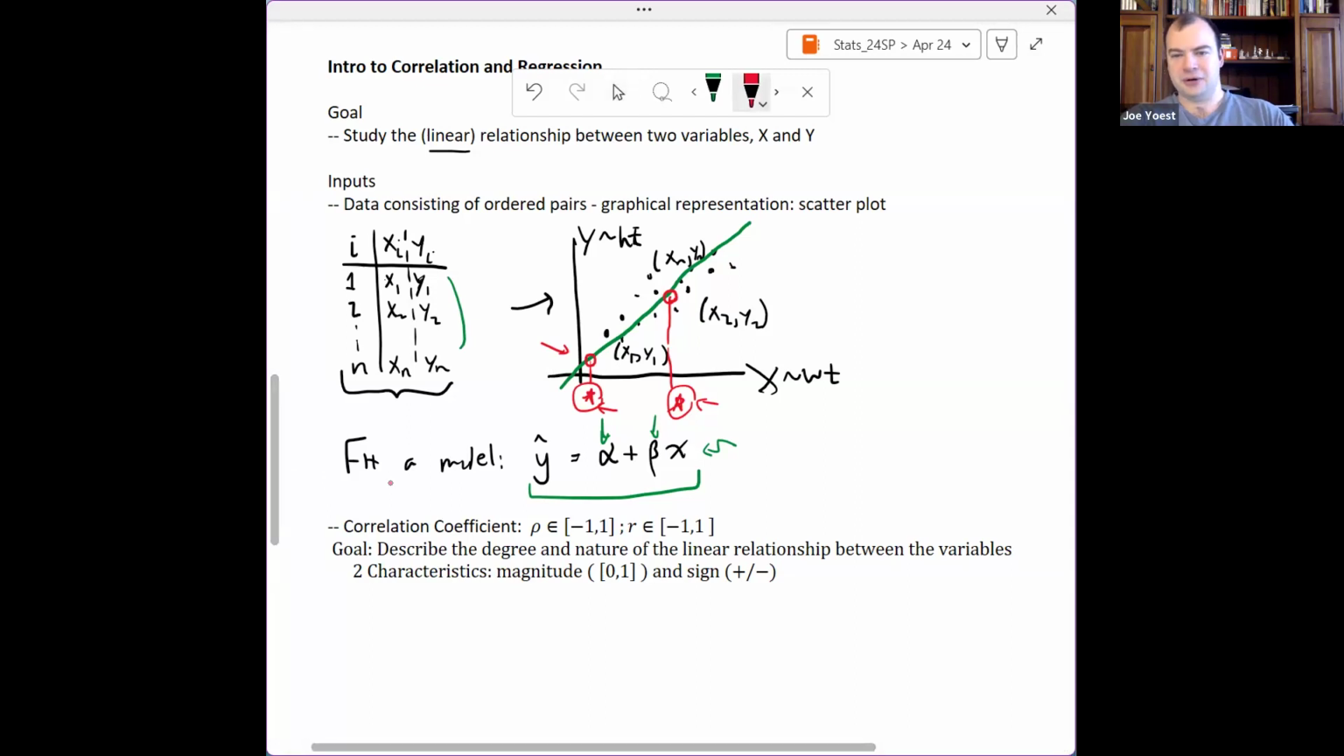But this is our end goal here. This is what regression tries to do. But before we understand regression, we want to understand correlation. And correlation is also a nice tool in its own right.